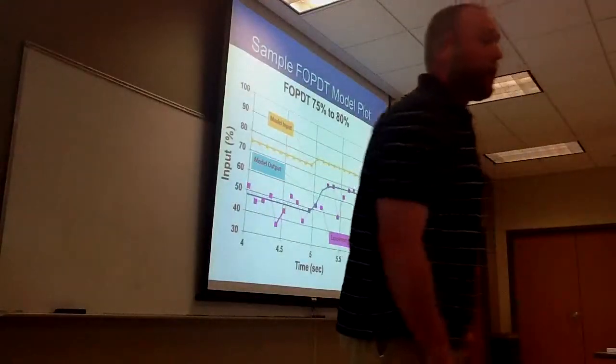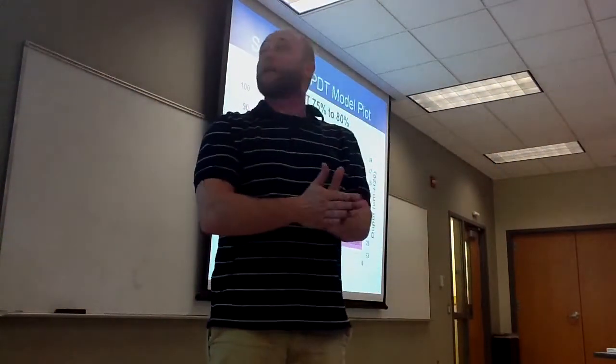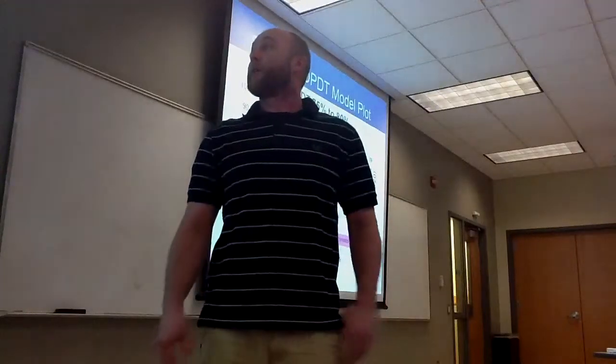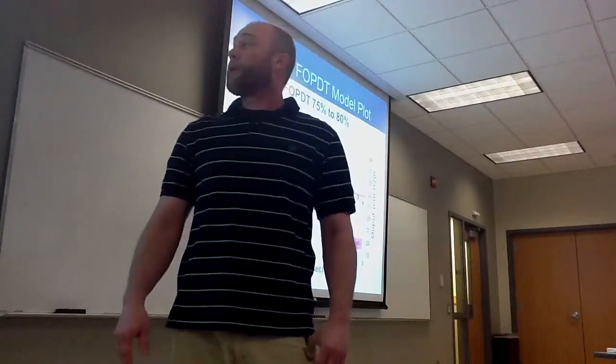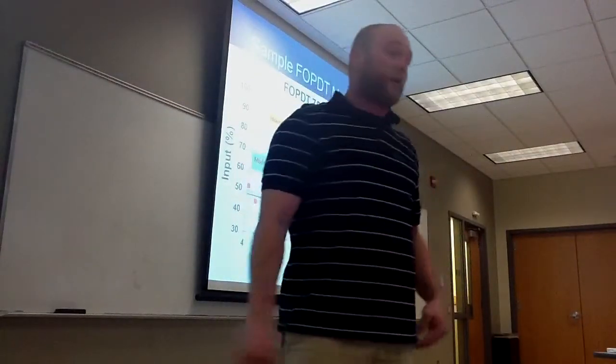Here's a sample of our FOPDT plot from 75 to 80. The yellow line is our model input, the blue line is our model output, and the pink, or purple, line is our experimental output.